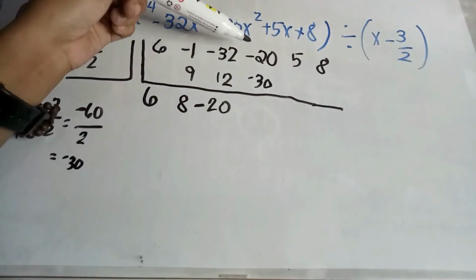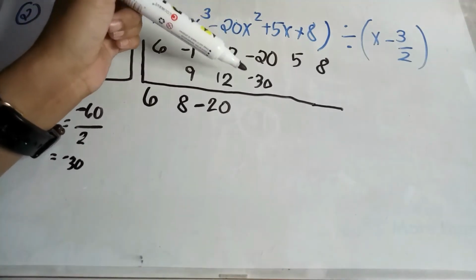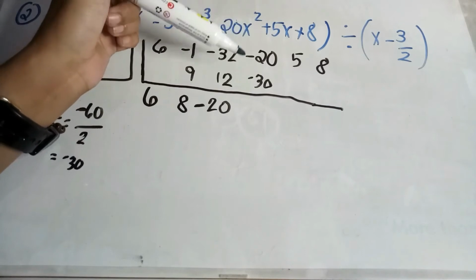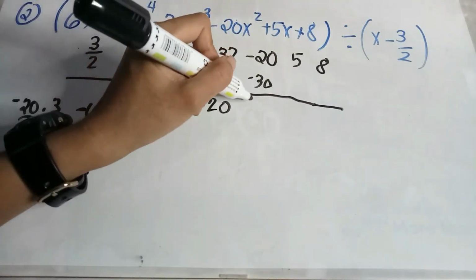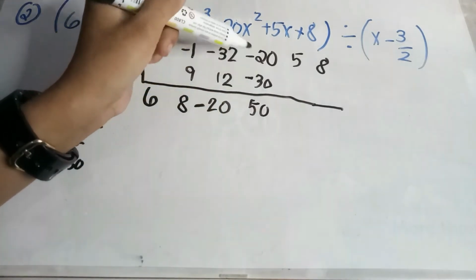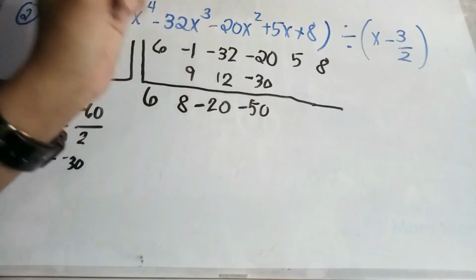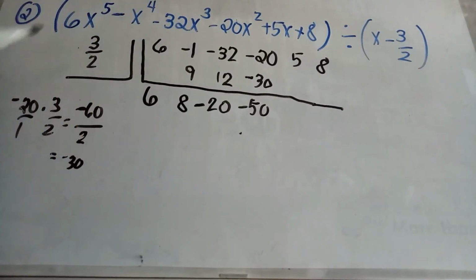Then negative 20 plus negative 30. So same sign, add and keep. So we have 20 plus 30 is equal to 50. Then keep the sign, and that is negative 50. Next, negative 50 times 3 over 2.